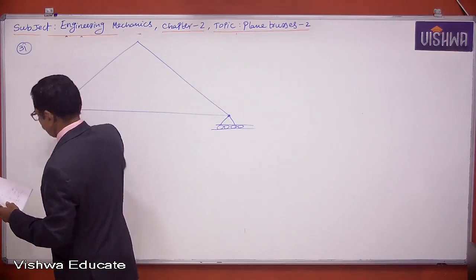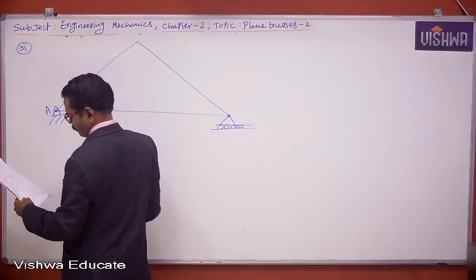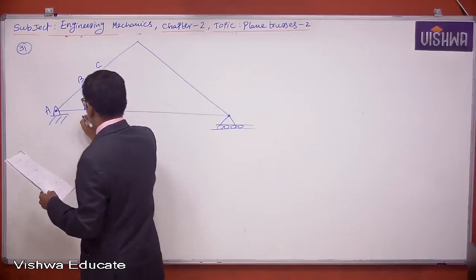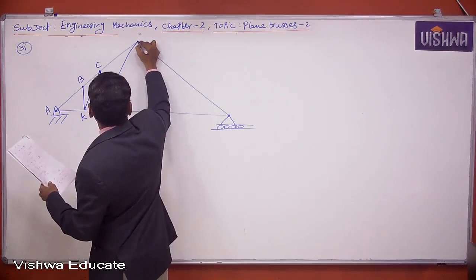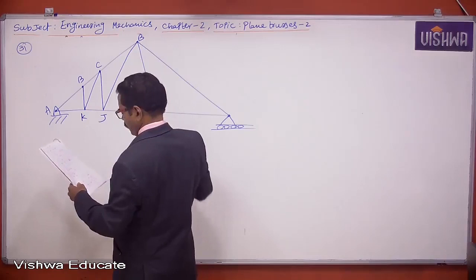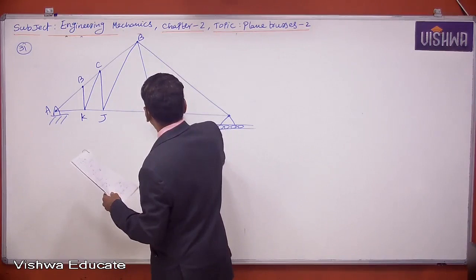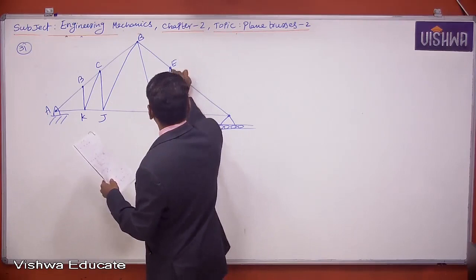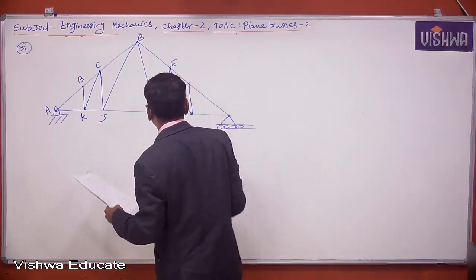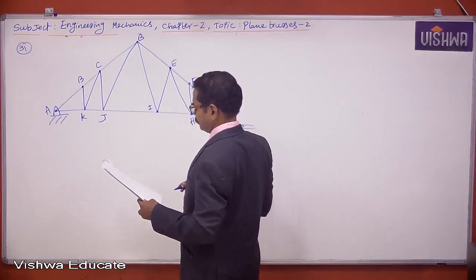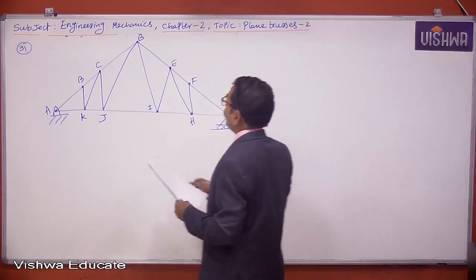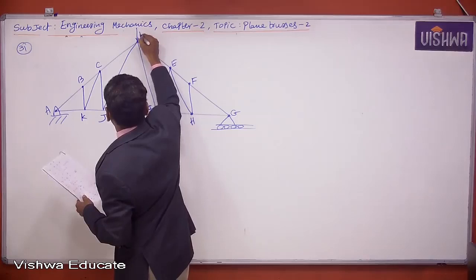This is A, this is B, this is C, this is K, then this is J, then this is B, this is I. This is E. This is H. This is F. And this is G. And here at B, a load of P is acting. This is G. And a load of P is acting.